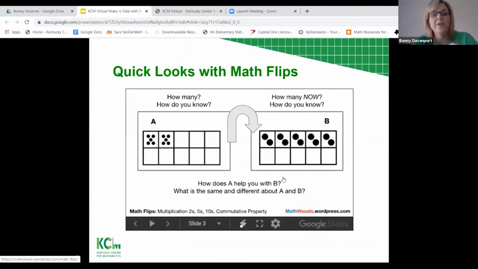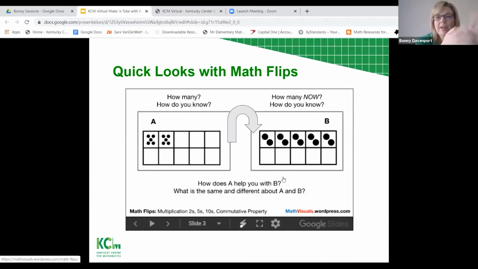Okay, so the first thing we're going to look at is quick looks, and Lisa Riggs used these in her very first session. If you haven't seen all the other sessions, even though they're about addition and subtraction and you may not teach those lower grades, I encourage you to go back and look at those because lots of the games and what was said are applicable to multiplication as well. So these math flips are also able to be used with multiplication.